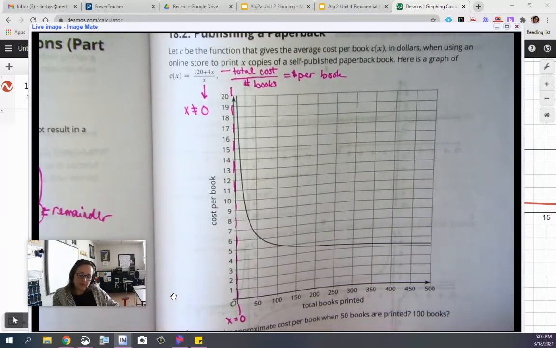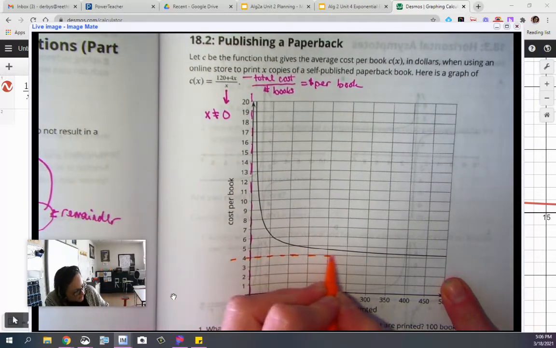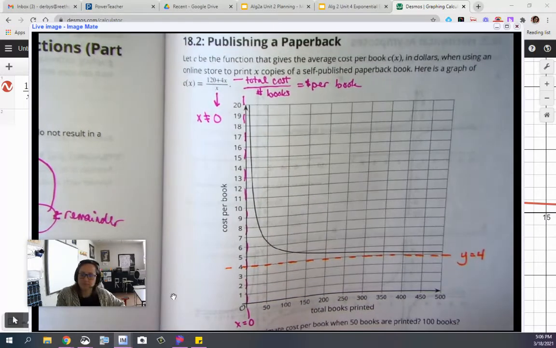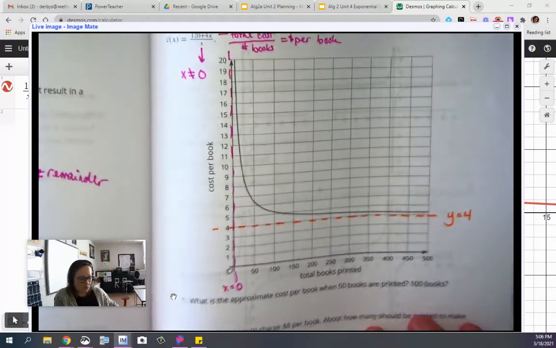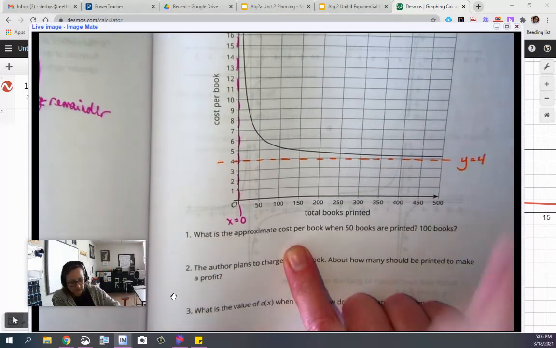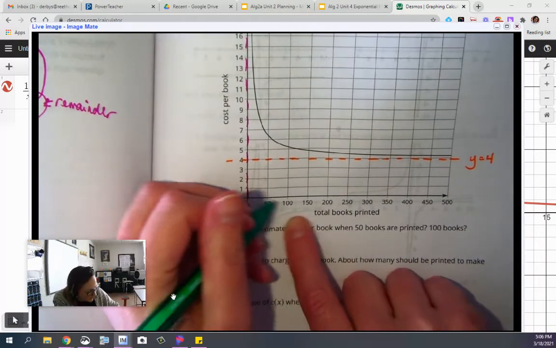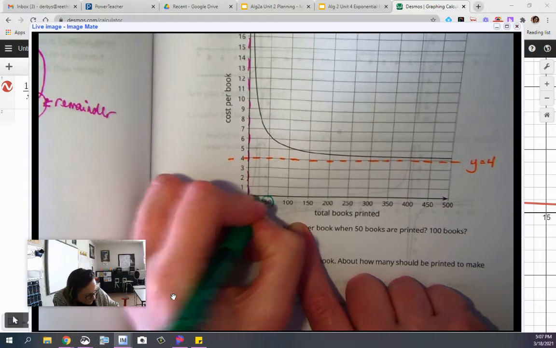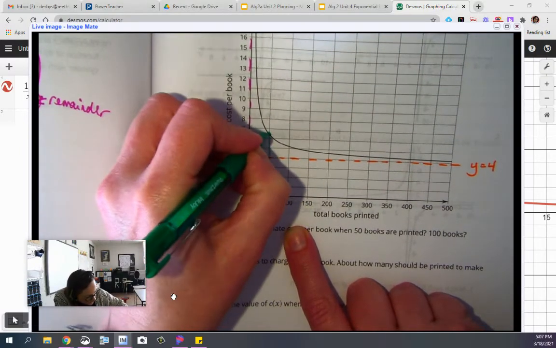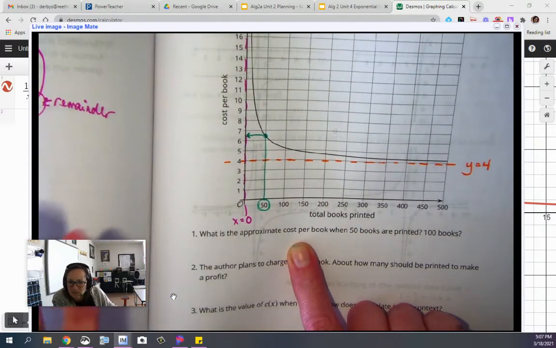But what's interesting in this graph is that it looks like our horizontal asymptote has changed. It's no longer the x-axis. It's here at y equals 4. And so we want to find out where that horizontal asymptote came from. How did it change? So let's look at our couple questions here first. What is the approximate cost per book when 50 books are printed? Well, let's take a look at our graph and kind of approximate that. 50 books. Follow it up until you hit the graph. Follow it over then to figure out our cost per book. And it looks like it's about, I don't know, maybe $6.50.